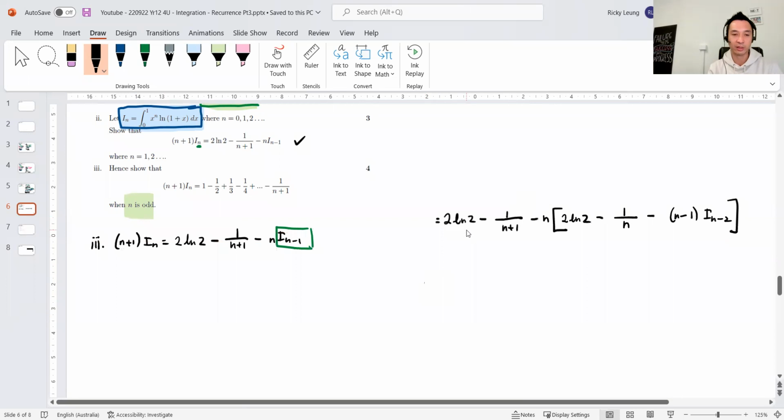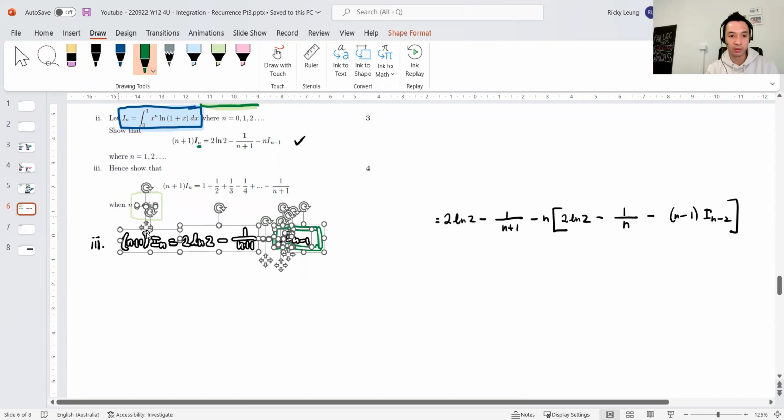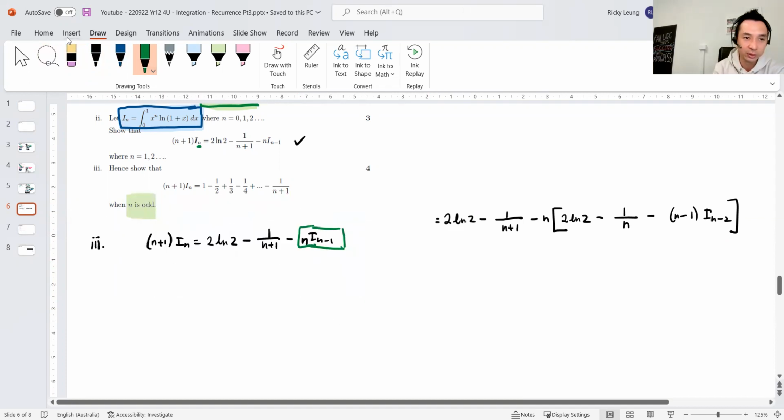Let me park this over here. I'll come back for it. I actually should have done this. So let me get my eraser. The n and the I_(n-1) actually belong together. Because if you think about it, if this statement here, oops, if this statement here is when n equals n, right?